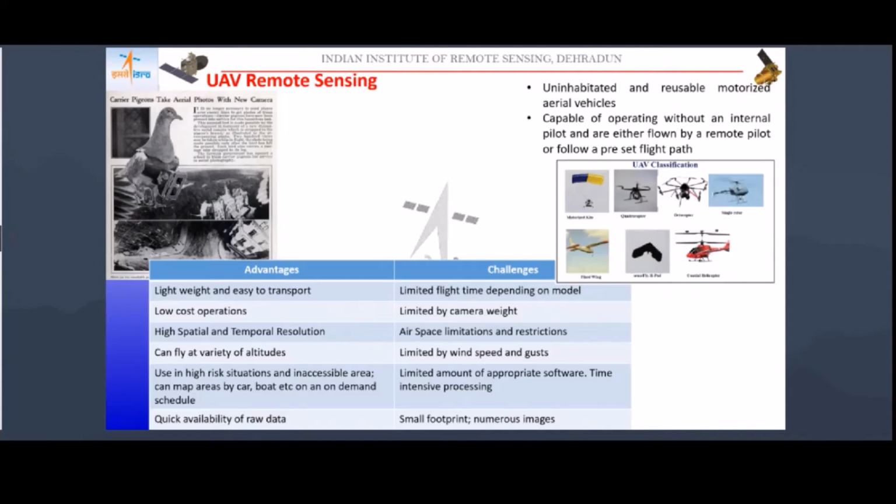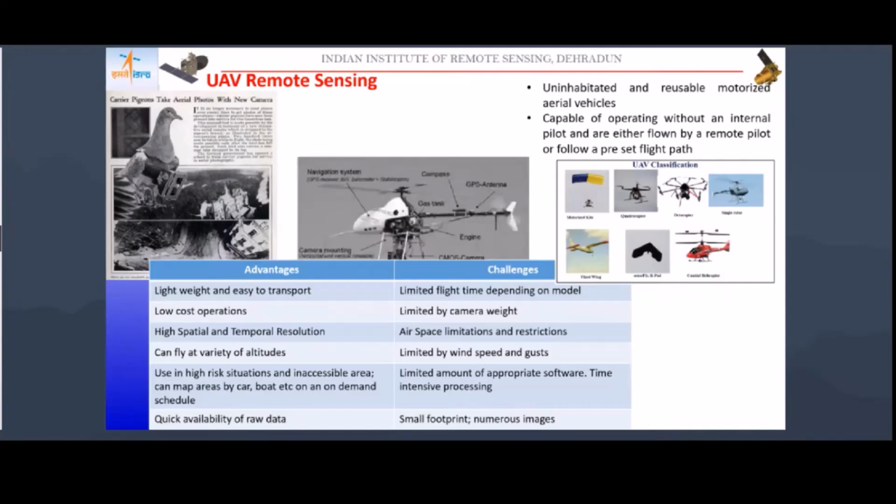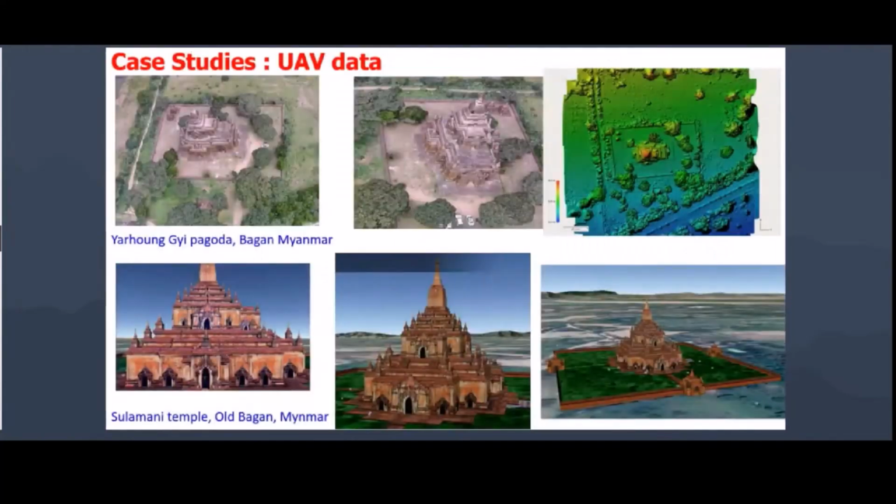Now, there are also some challenges. It is limited by flight time depending on the model or the camera weight and so on and so forth, and it gives us small footprint data and numerous images. So we end up with a large amount of data. Right? So these are a few examples of the UAV studies that we have done.